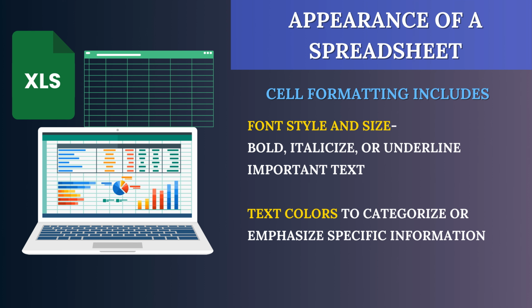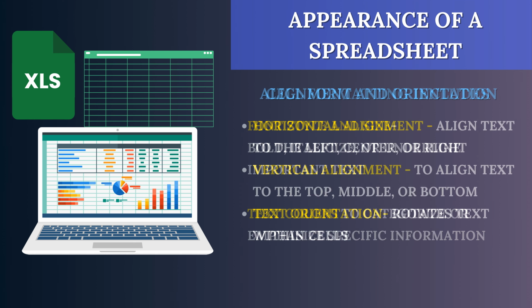Apply borders to cells or ranges to visually separate data or create a grid-like structure, which is called cell borders. We can customize the line style, color, and thickness of borders. We can fill cells with different background colors to highlight important sections or differentiate between categories of data. Be cautious not to overdo it, as too many colors can make the spreadsheet cluttered and confusing.